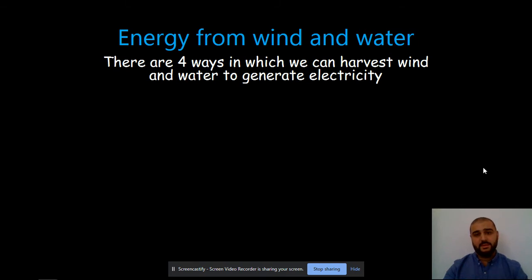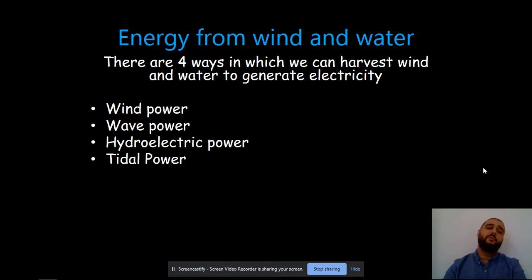So there are 4 main ways in which we can actually harvest wind and water to generate electricity. And you need to be able to confidently talk about all 4 of them, and they are all very different. Obviously, they're connected, but you should be able to describe each and every one independently. I think there might sometimes be some confusion, certainly between hydroelectric and wave power, but they are quite distinct. So, wind power, wave power, hydroelectric power, and tidal power.